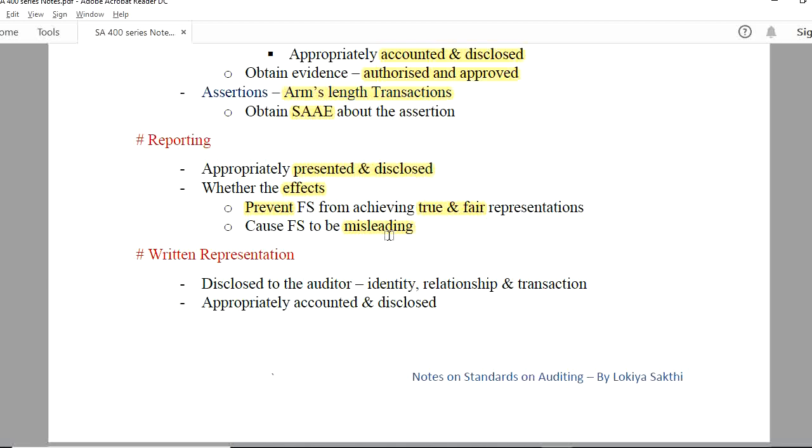And finally we have written representations. The auditor shall obtain written representations from the management that they have disclosed to the auditor the identity of the related parties of the entity which they are aware of, and that they have appropriately accounted for and disclosed such relationships and transactions in accordance with the framework. So these are the requirements laid out by SA 550 with regard to related parties.